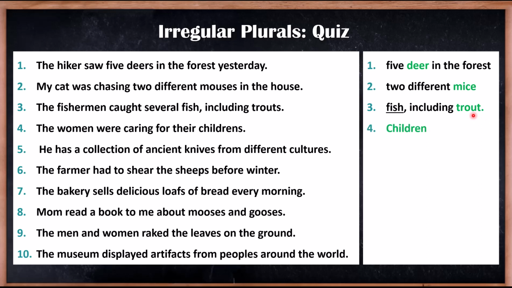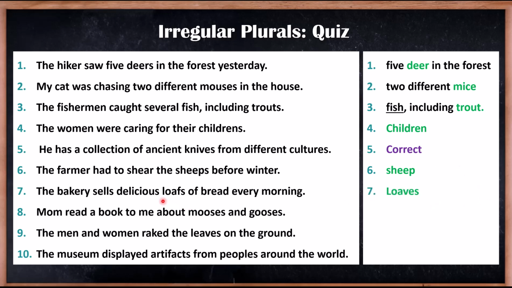Number 4 is incorrect. The women were caring for their children. Children is the plural form of child. Women is correct. Number 5 is correct. He has a collection of ancient knives. Knives is the plural form of knife. Number 6 is incorrect. The plural form of sheep is sheep. It stays the same.